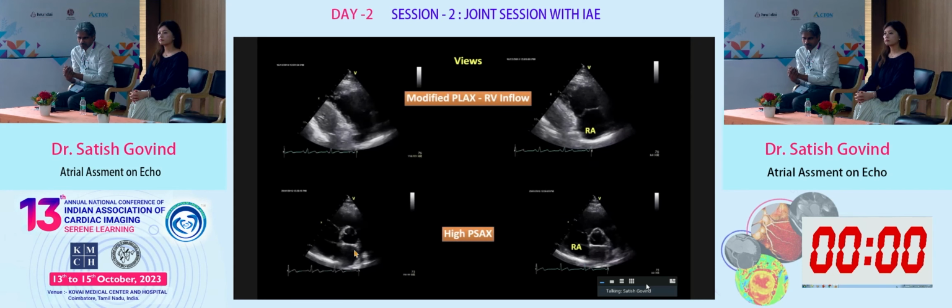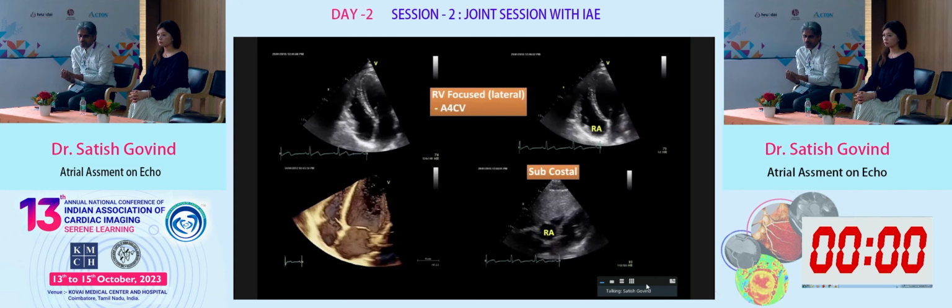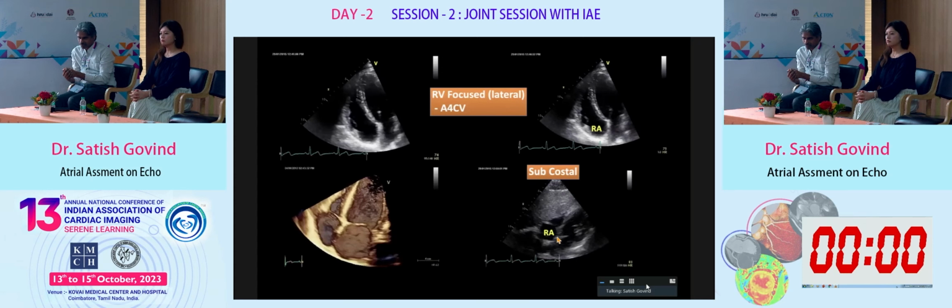And then again, you have the short axis. Again, the right atrium is seen from another cut here. And going beyond, we use the four chamber view and look at it from a different angle altogether, and then we go down and look at the right atrium from the subcostal view.